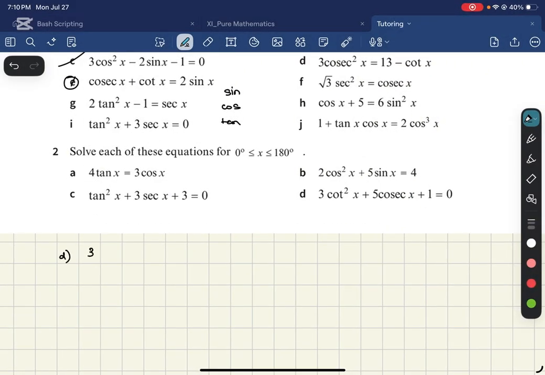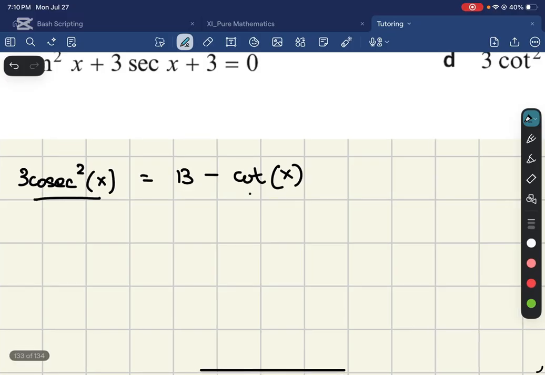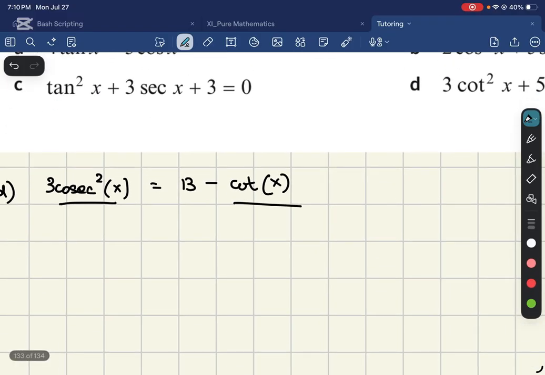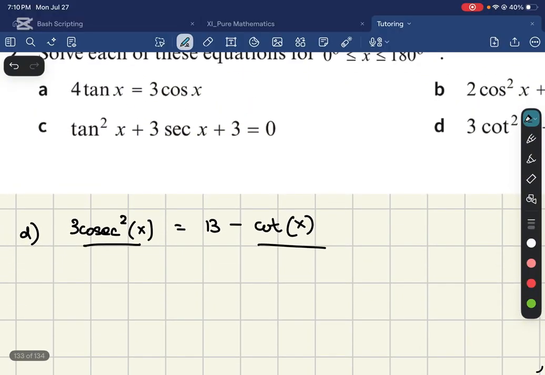So part D, we have 3 cosecant squared x is equal to 13 minus cot x. Again, we have two different variables. We have cosecant x, we have cot x. So let's simplify it into one variable. All right. So how do we do that?